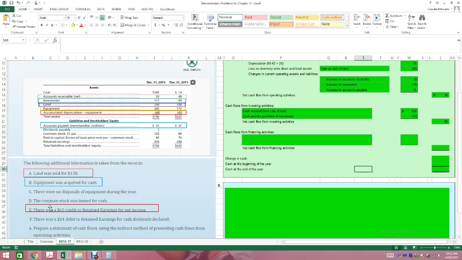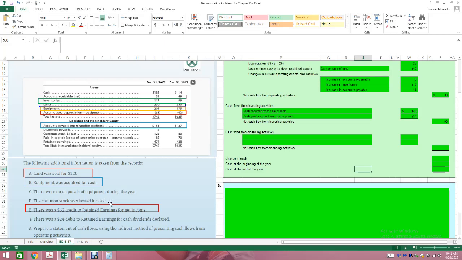Now, common stock was issued for cash. So, we issued some common stock. Did they tell you how much? No. We have to figure that out. Common stock was issued for cash.